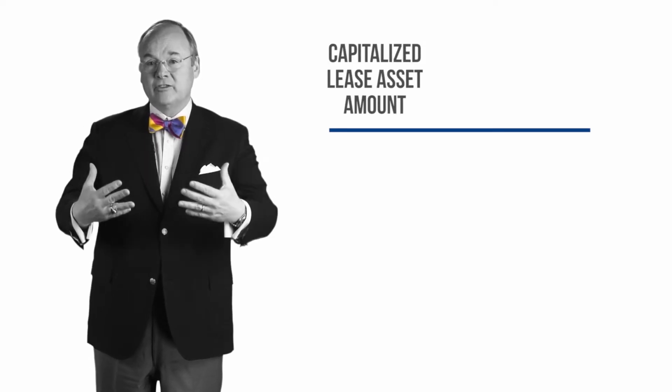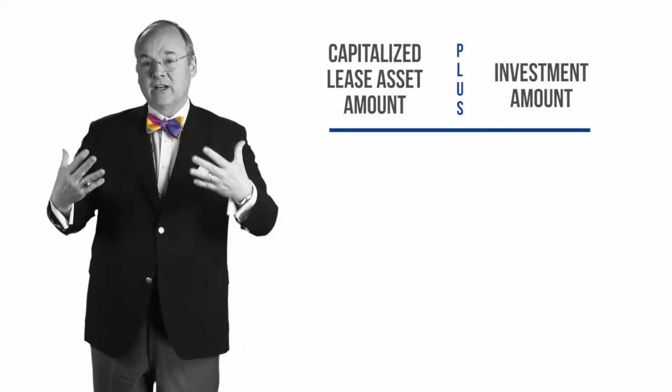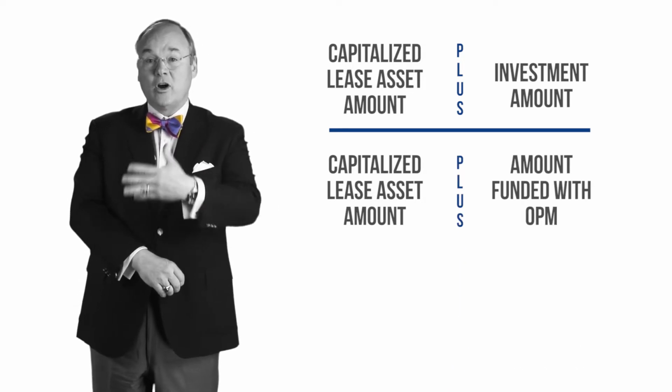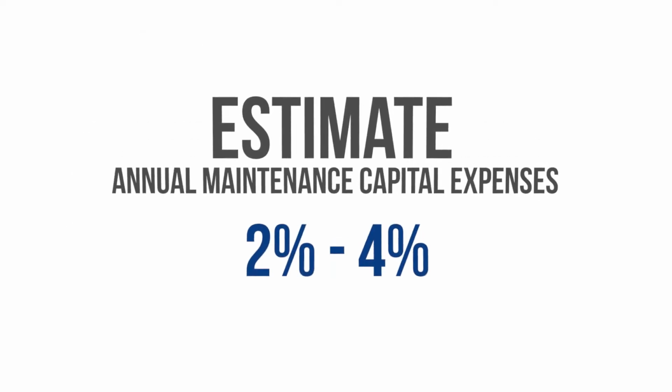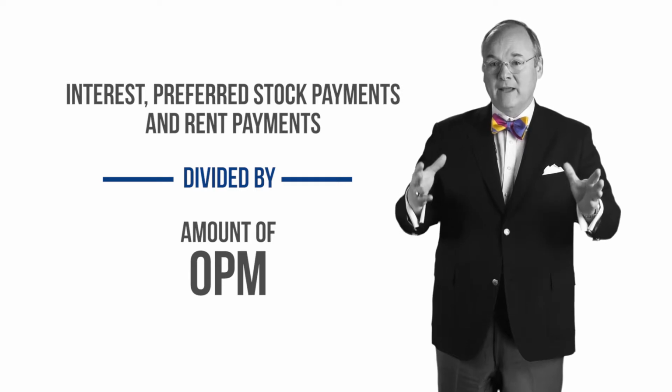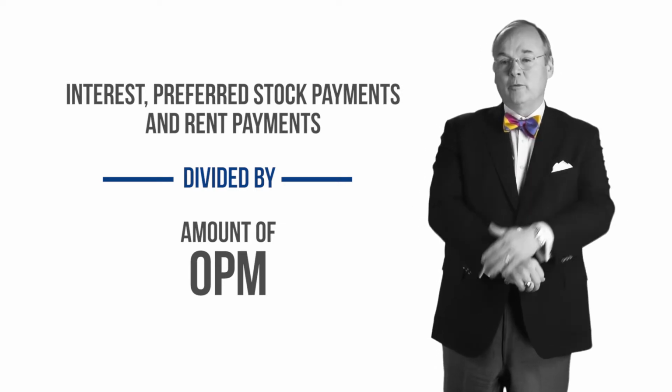So, with the value of lease assets determined, I add the capitalized lease asset amount to the investment in the company, and I also add that amount to the amount funded with OPM, since lease assets are fully financed. I then make an estimate of the annual maintenance capital expenses, which is usually in the area of 2 to 4% of the total investment amount. And I make an estimate of the interest rate too, which is the interest, preferred stock payments, and rent payments divided by the amount of OPM that's used. With this work, which does take time, you can derive the 6 variables that go into the V-formula.